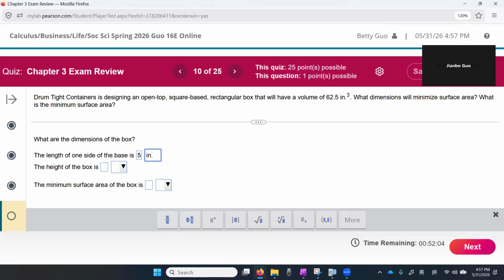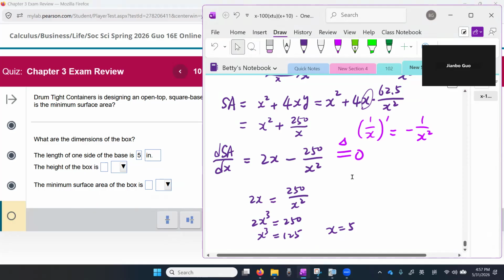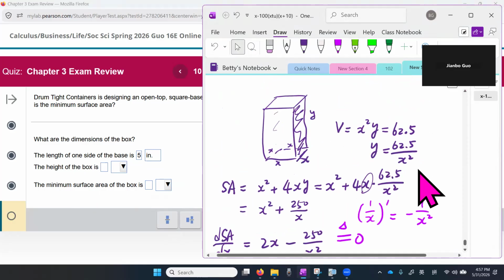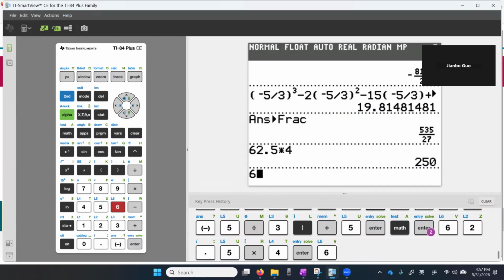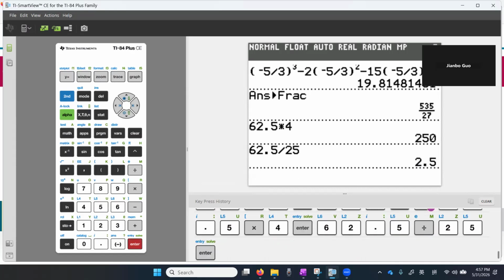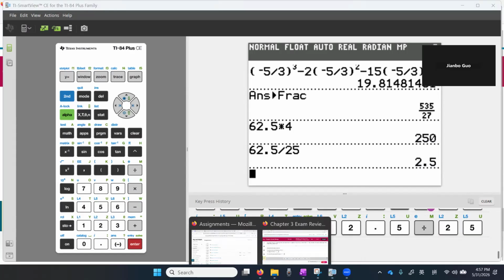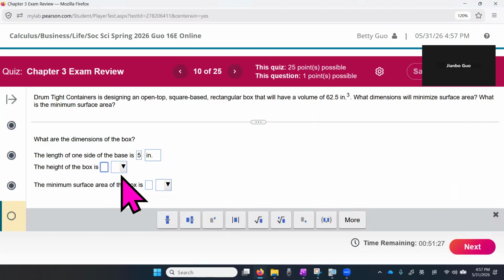The length of the box, the height of the box: height is 62.5 over x squared, with x being 5, right? 62.5 divided by 5 squared, 25. That's 2.5. So the height is 2.5 inches.